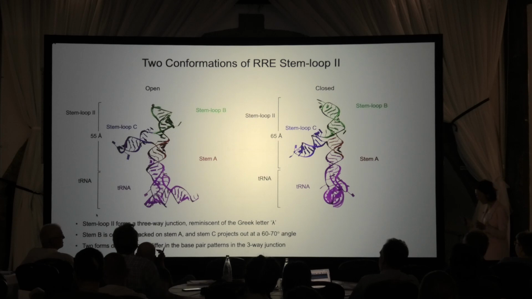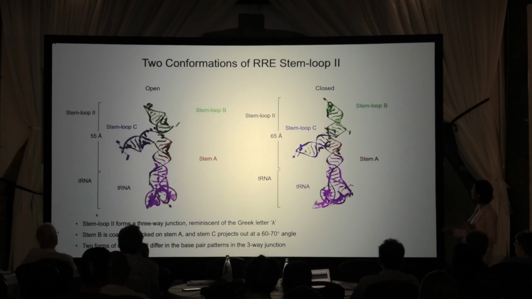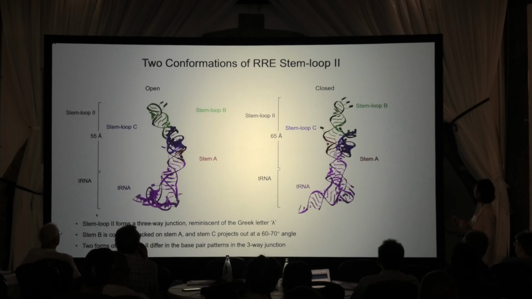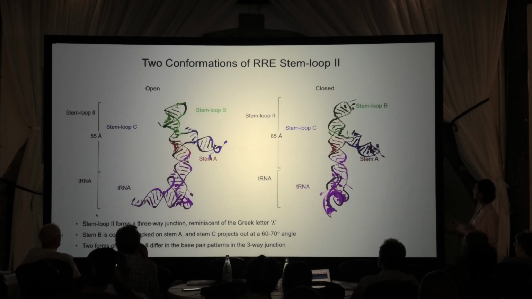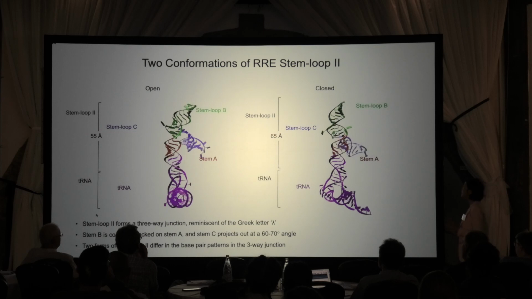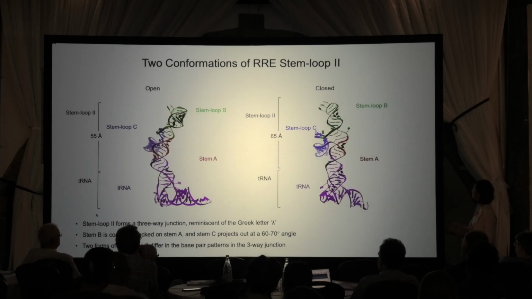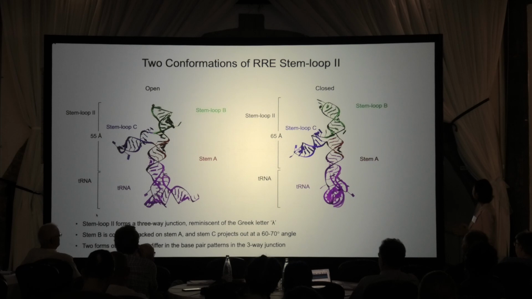Okay, so the RNA is crystallized in 2 forms, the open form and a closed form. And here, the pRNA is shown in purple, and the top part is the RNA stem loop here. So stem loop 2 forms a 3-way junction, and stem B is set coaxially with stem A, and then stem loop C projects at about a 60 to 70 degree angle from the double-stranded RNA helix. The 2 forms of the stem loop differ in the base pairing patterns in the 3-way junction, where stem A, stem loop B, and C meet.